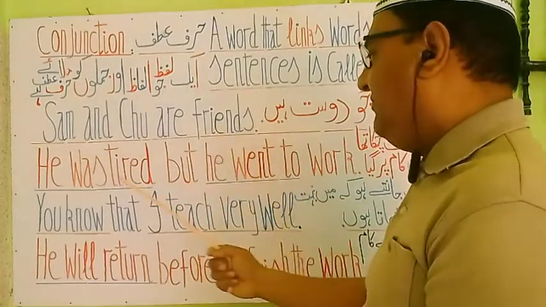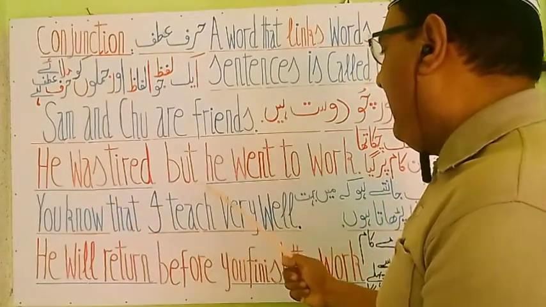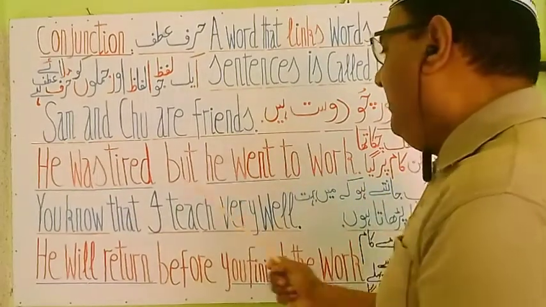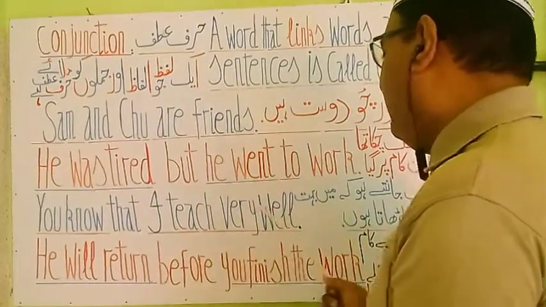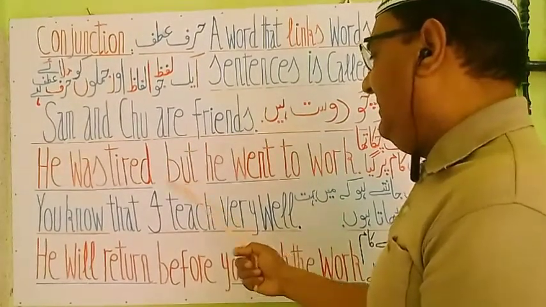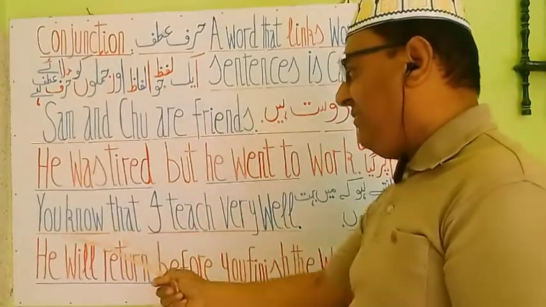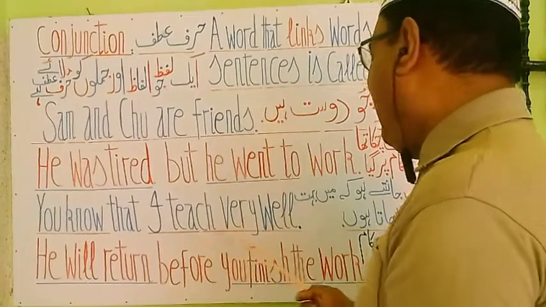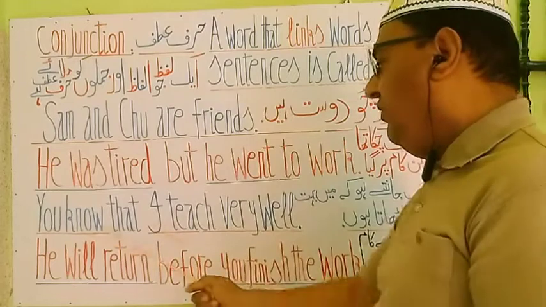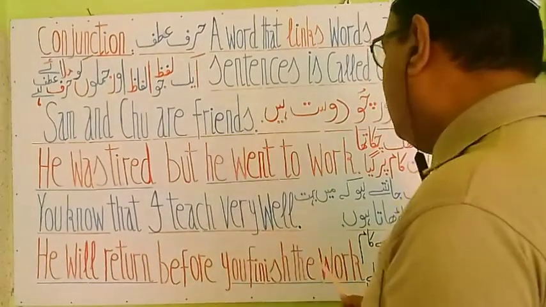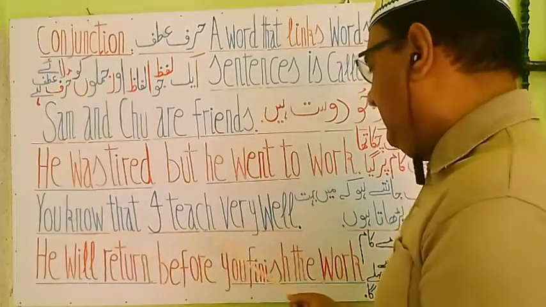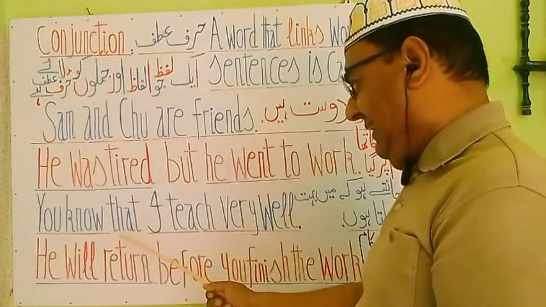Now, we see the next phrase. He was tired, but he went to work. In this statement, but is a conjunction that links these statements. Now see the next statements. You know that I teach very well. So in these statements, that connects both of these statements. So that is a conjunction.